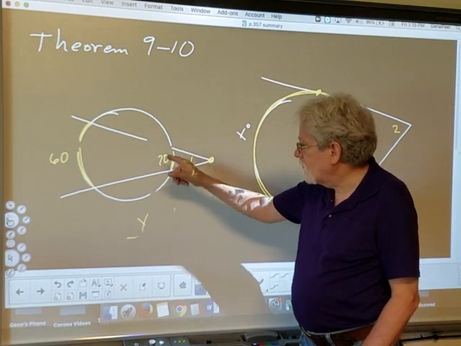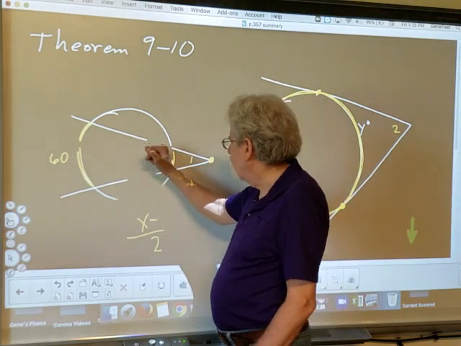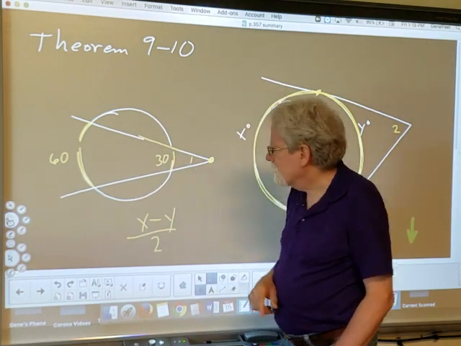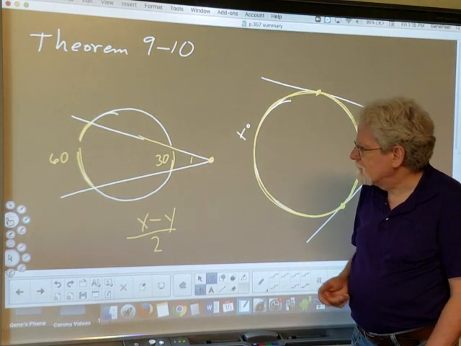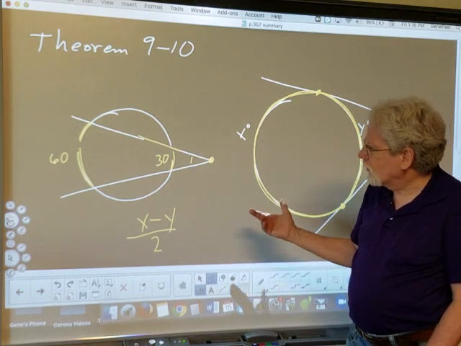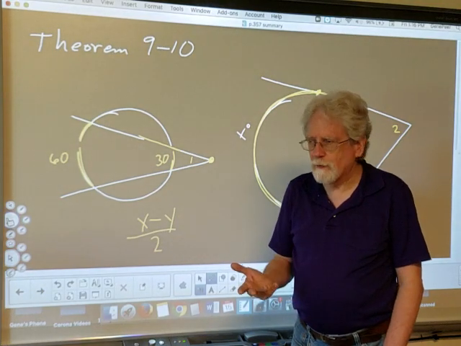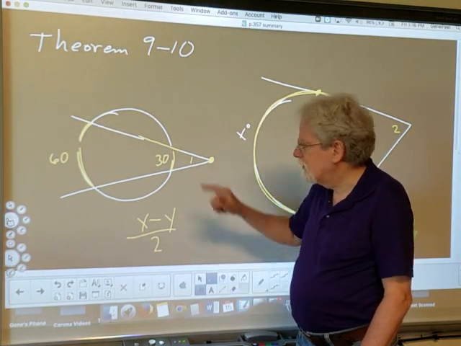Is it always the same as this? No, no, no. In fact, let's change the numbers here so you don't get confused. Suppose y is 30 instead of 20. Now again, subtract the arcs. 60 minus 30 is 30. Half of 30 is 15, so angle 1 just became 15.